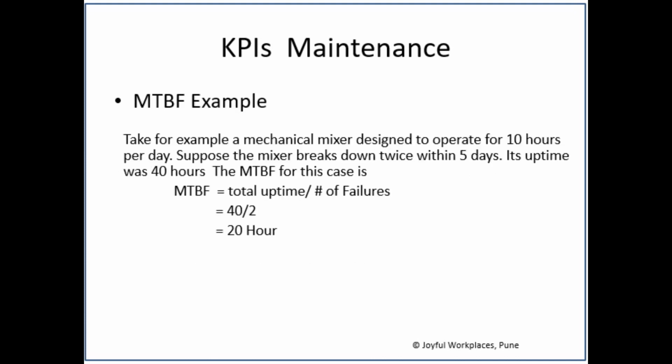Let us take an example to understand the MTBF. For example, a mechanical mixer designed to operate for 10 hours per day. Suppose the mixer breaks down twice within 5 days. Its uptime was say 40 hours. Then the MTBF, as per the formula, is total uptime divided by number of failures. The uptime mentioned here is 40 hours. What do we mean by uptime? It is the time for which the equipment was running, the mixer was running. So 40 hours divided by 2 is equal to 20 hours.